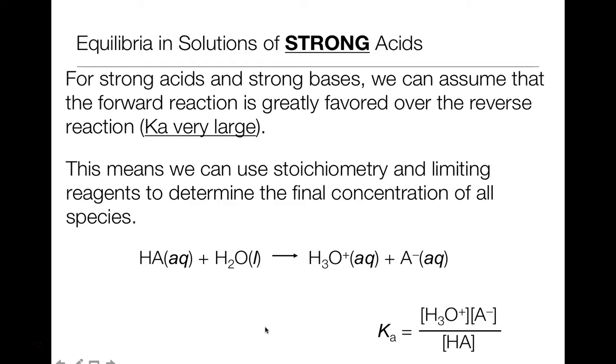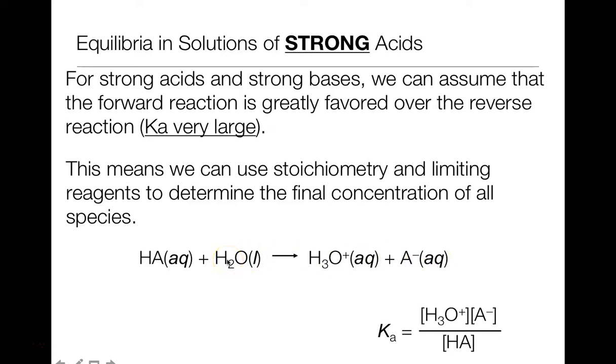So let's remind ourselves, for strong acids and strong bases, we can assume that the forward reaction is greatly favored over the reverse reaction. What that means is, if we look at our generic expression for a strong acid reacting with water, we'd predict over 99.9%, so nearly 100% dissociation. So when a strong acid is dissolved in water, we'd expect almost all the molecules to be in the form of hydronium or the conjugate base.